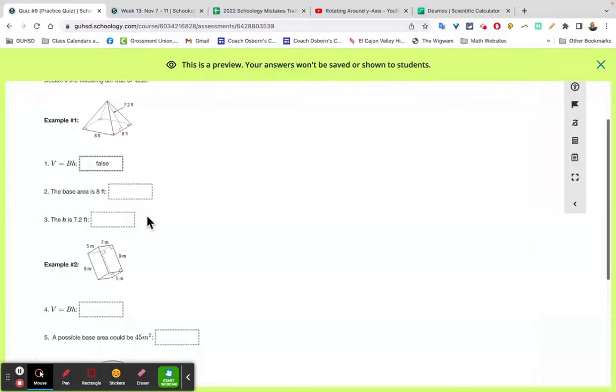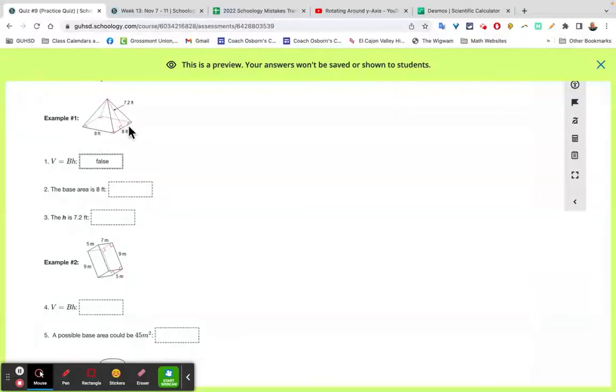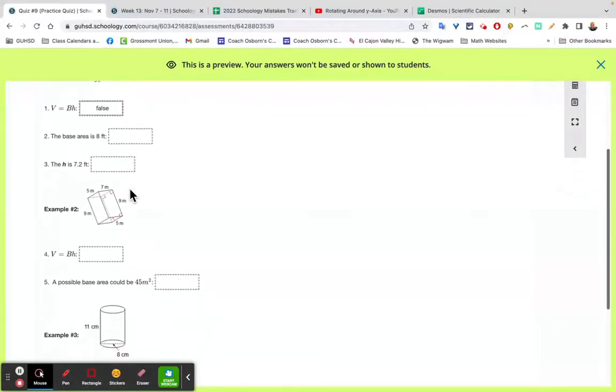So that's also false. The height is 7.2. Well, the side of it is 7.2, but the height, remember, is how tall it is going straight down to the middle. So this is not the height. So that would be false.